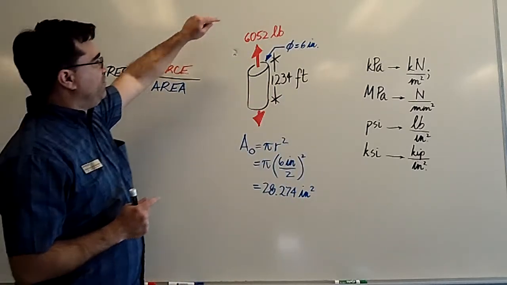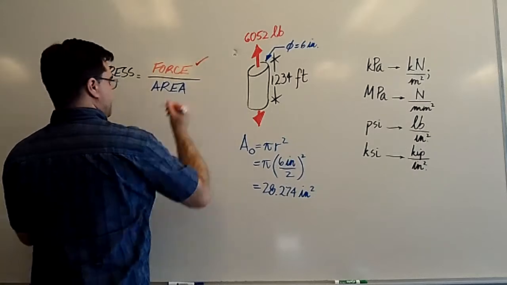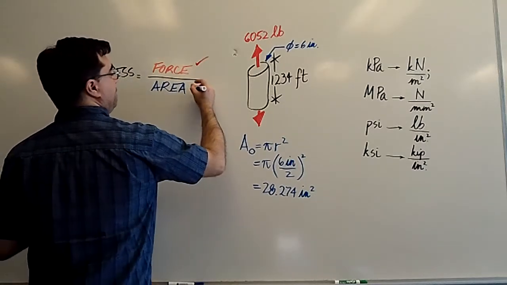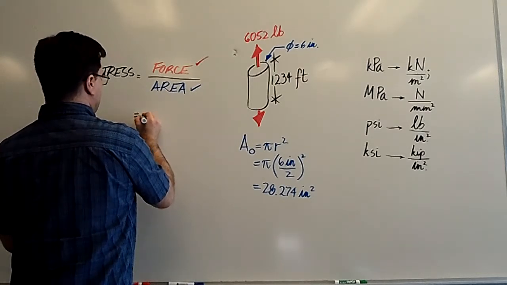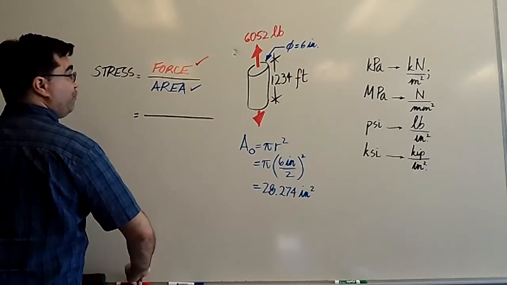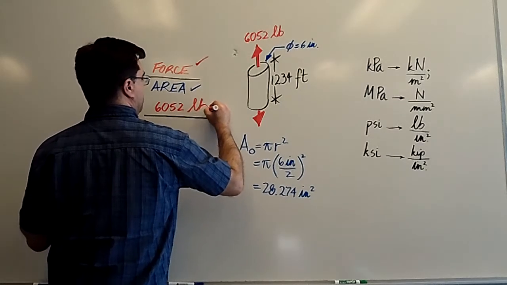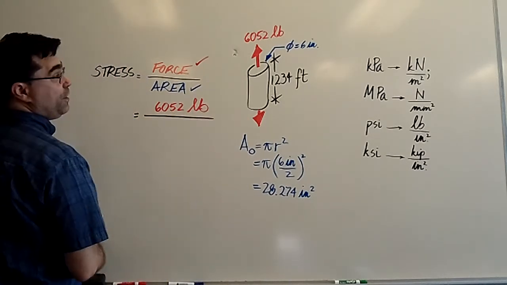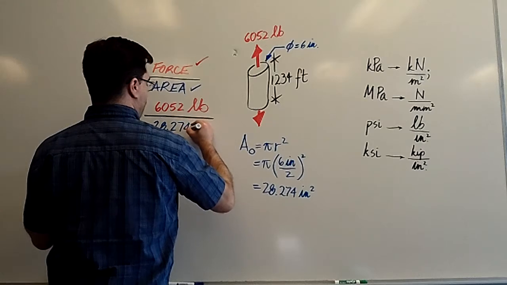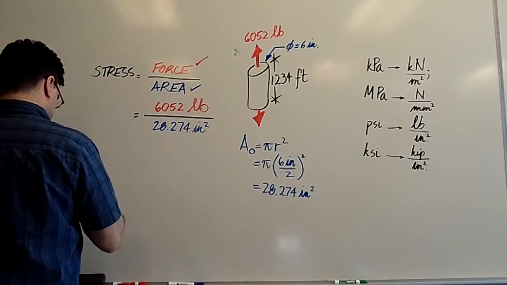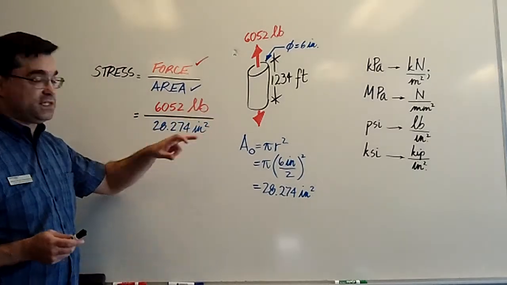Okay, we have the force, we now have the area. Let's put it in our formula, because this we now have, this we now have. Let's make some magic happen. The force is 6,052 pounds. The area is 28.274 inches squared. And now we just divide the two numbers, right? Well, not quite yet. We have to make sure the units work out.